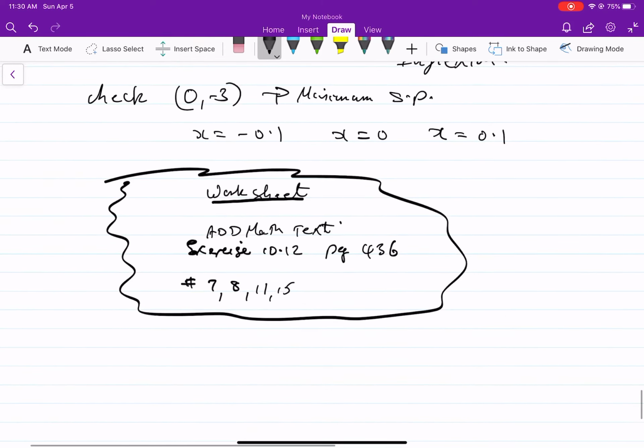And then I've given you a worksheet here on all types of stationary points, whether it's minimum, maximum, or otherwise. From your advanced text, exercise 10.12, page 436, number 7, 8, 11, and 15. That should give you a good workout. By the way, I made a comment in the previous video that the sign test on the first derivative might not be so applicable to the ADMAT syllabus. Well, it is. So ignore that comment. That's why I went through this in full.